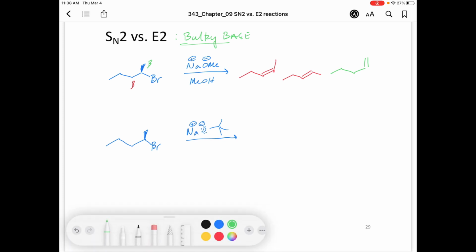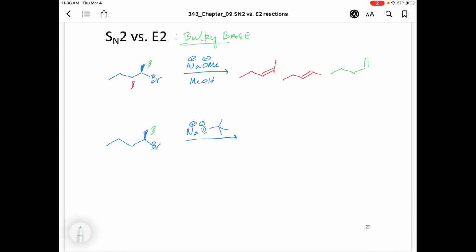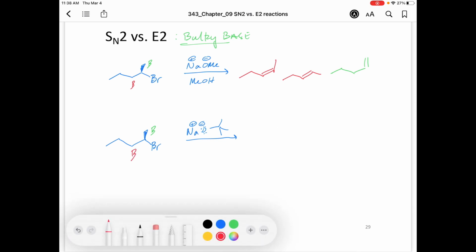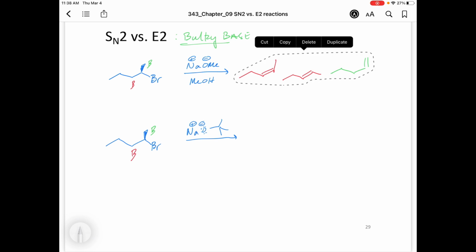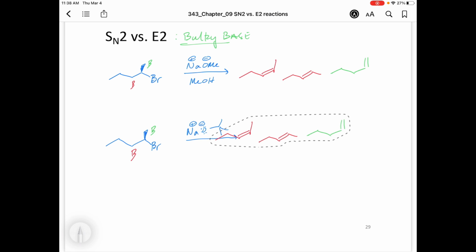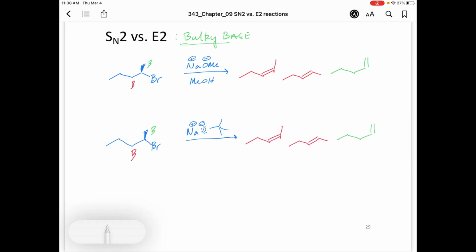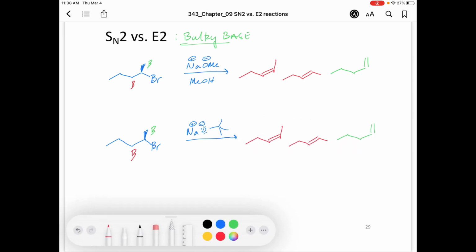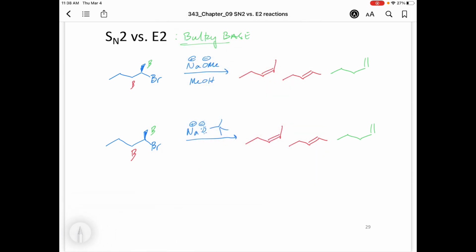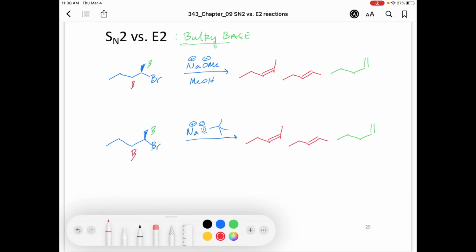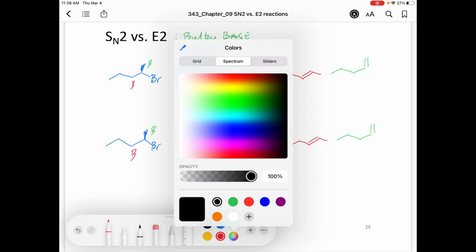Let's go ahead and do the same for this bottom reaction here with the sodium tert-butoxide. I'm just going to cheat. I'm just going to copy this. So draw in the same 3 products because the same 3 can form. Now let's talk about what is major and which one is favored, all the good things. All right, so when we're looking at sodium methoxide, we know that this is a small base. Small but mighty.